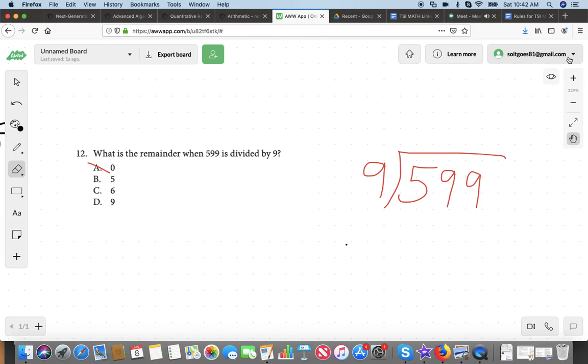And then I don't think it's going to be 9 either, because you can't have a remainder of 9. If there's a remainder of 9, that means it could fit a whole other time in. You know what I'm saying? Yeah. You're not going to have a remainder of the thing you're dividing by. Not going to happen. If this is as far as you get, you could eliminate 2 answer choices. But let's go through the operation.